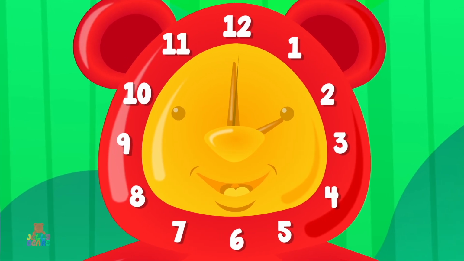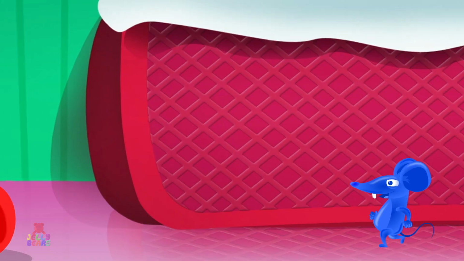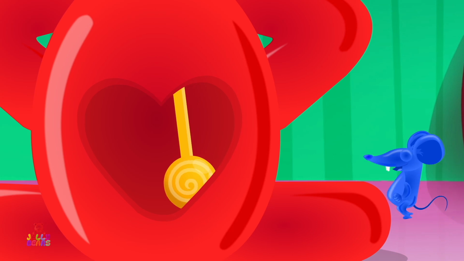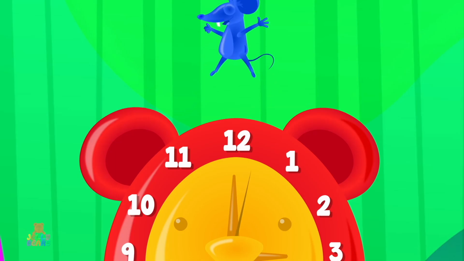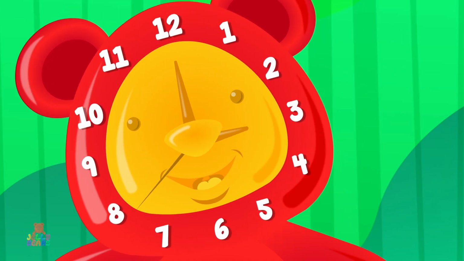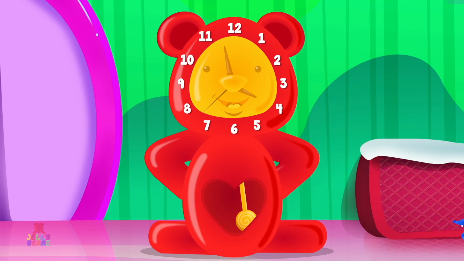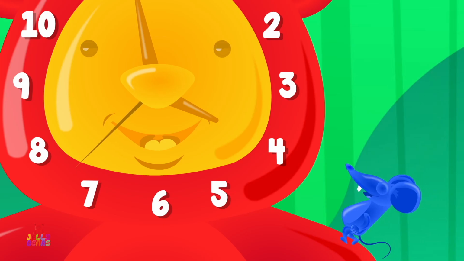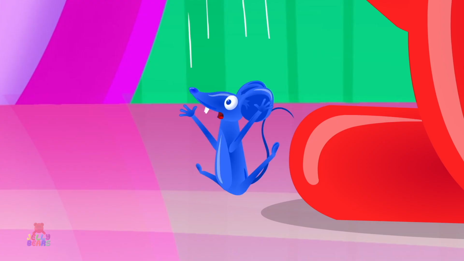The clock struck two and down he flew. Hickory dickory dock. The mouse ran up the clock. The clock struck three and he did flee. Hickory dickory dock. Tick tock tick. Hickory dickory dock. The mouse ran up the clock. The clock struck four, he hit the floor.